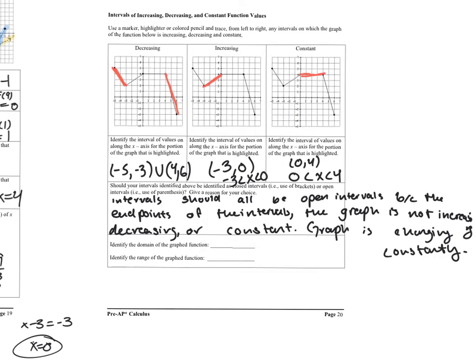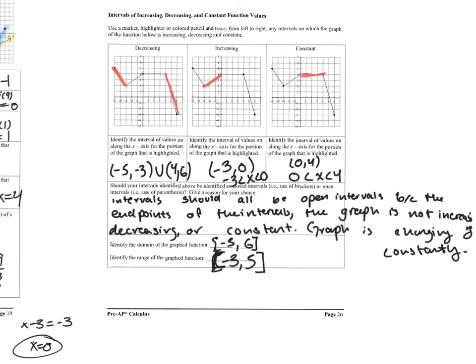Now identifying the domain and range. Okay, the domain of the function is [-5, 6], and the range is [-3, 5]. Okay, we're using closed brackets for every single piece.